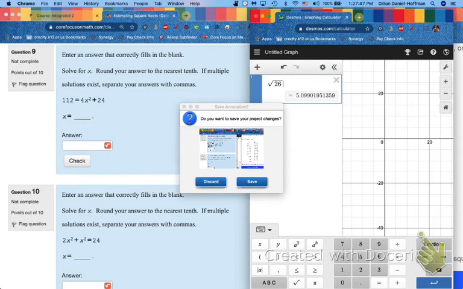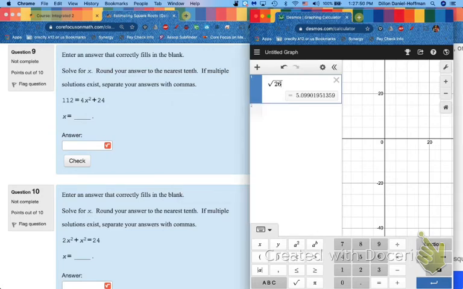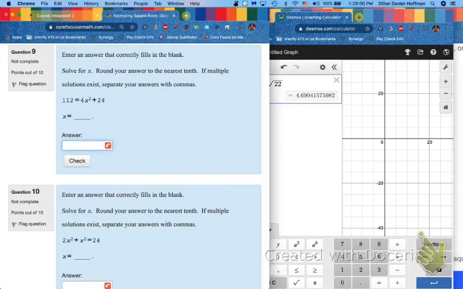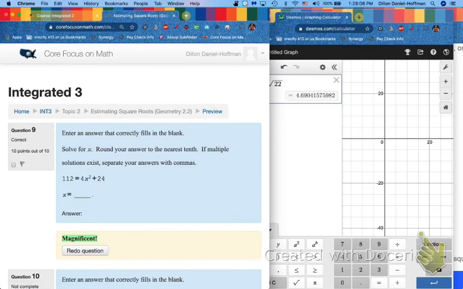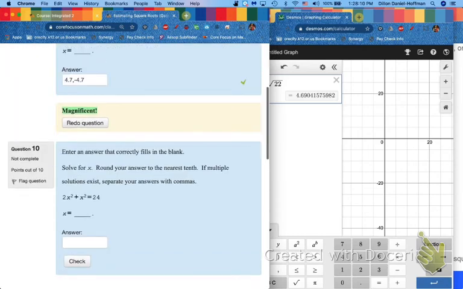Show me. 0.7. Yes! 6 rounds up to 7 because 9 is indeed 5 or above. 4.7, comma, negative 4.7. Got it. And that leaves number 10.